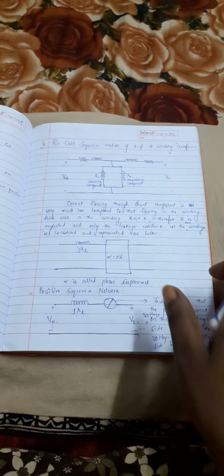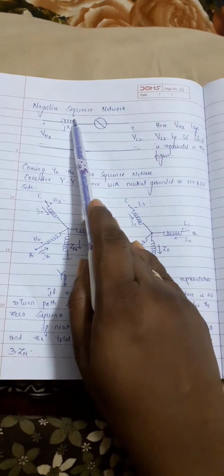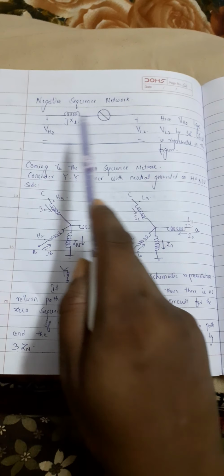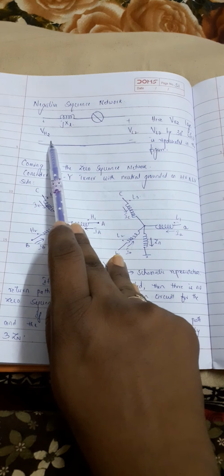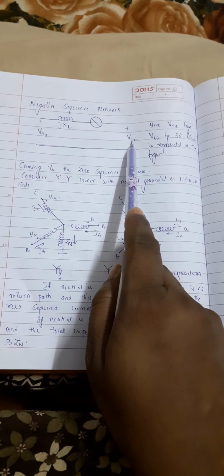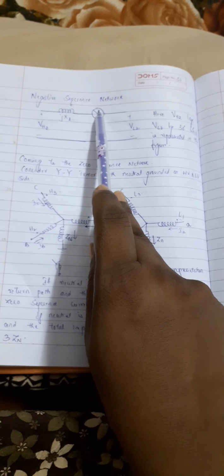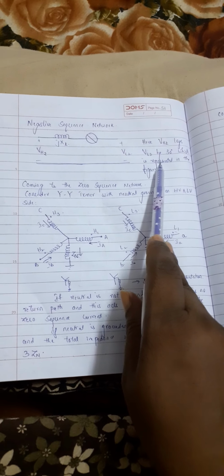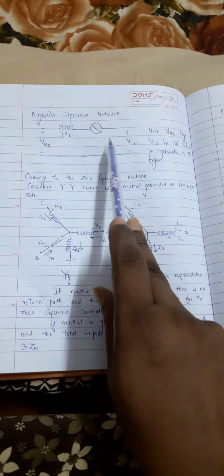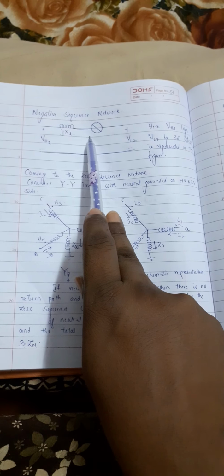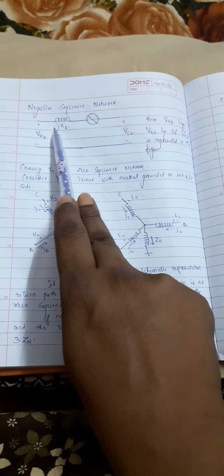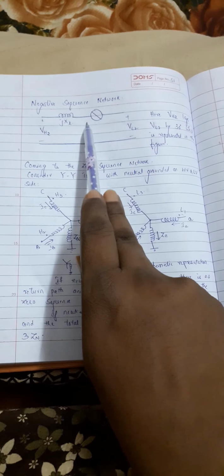Now coming to the negative sequence network, that is the high voltage and this is the low voltage. In the negative sequence network, the high voltage side, that is VH2, lags VL2 by 30 degrees, which is represented like this, and the reactance is given by jXL.